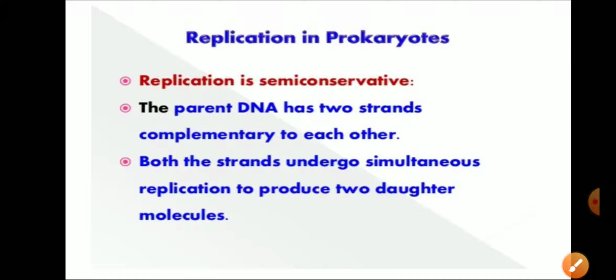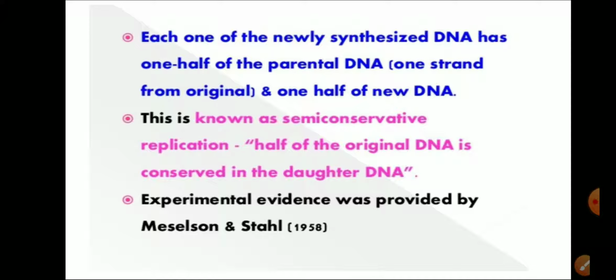Replication in prokaryotes. In prokaryotes, it is semi-conservative. The parent DNA has two strands complementary to each other. Both the strands undergo simultaneous replication to produce two daughter molecules. Each one of the newly synthesized DNA has one half of the parental DNA. During replication, of the two strands in each new DNA, one is the parent strand and another one is the new strand. So this is known as a semi-conservative replication. Here the half of the original DNA is conserved in the daughter DNA.